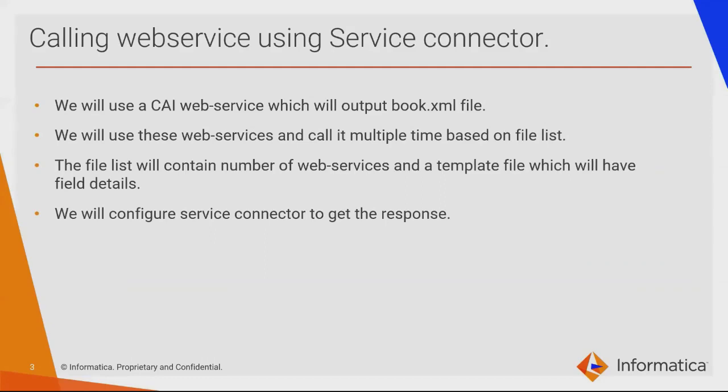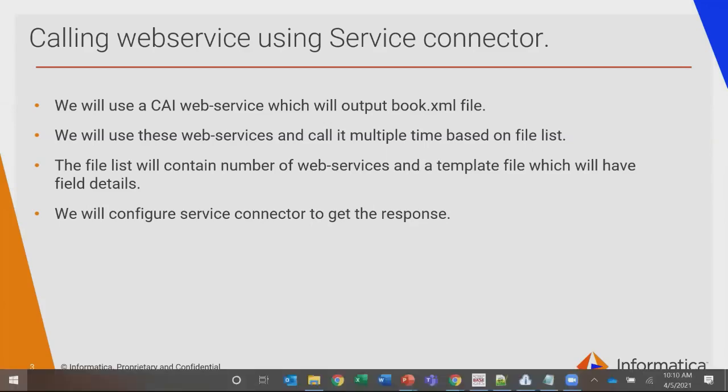First we'll see how we call a web service using Service Connector. For that, we will use a CAI web service, which will output a books.xml file. This will be a sample file and we will create the sample web service in this demo. We'll call it multiple times based on the file list, which will have all the details. The file list will contain the number of web services and a template file which will have field details. We will configure Service Connector to get the response.